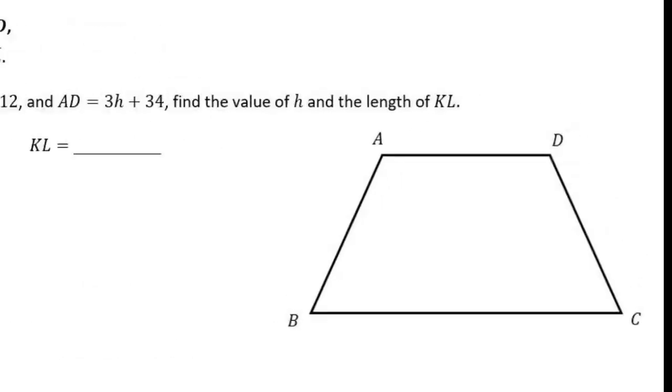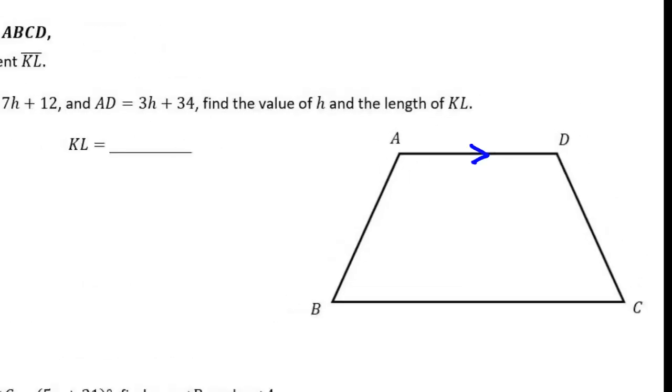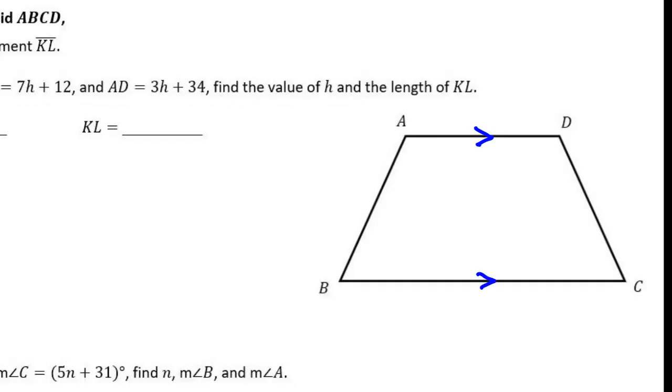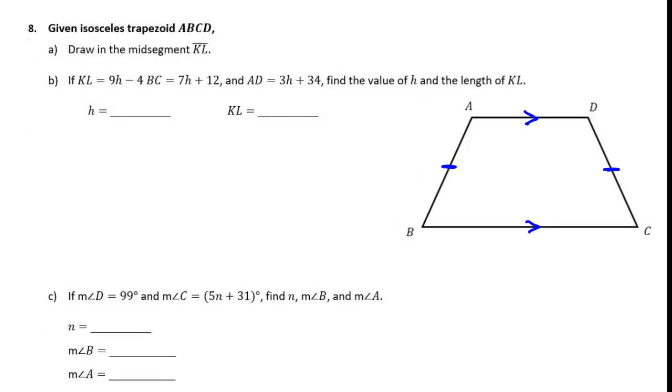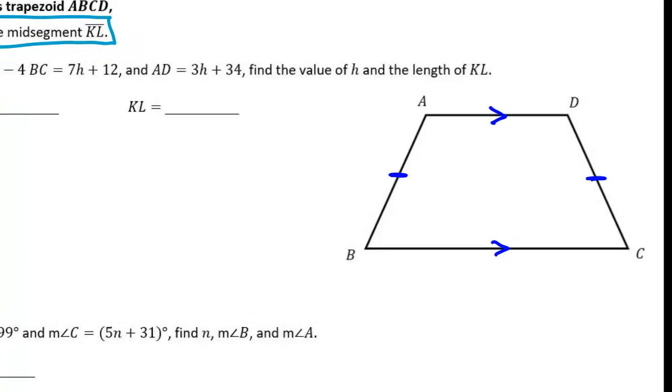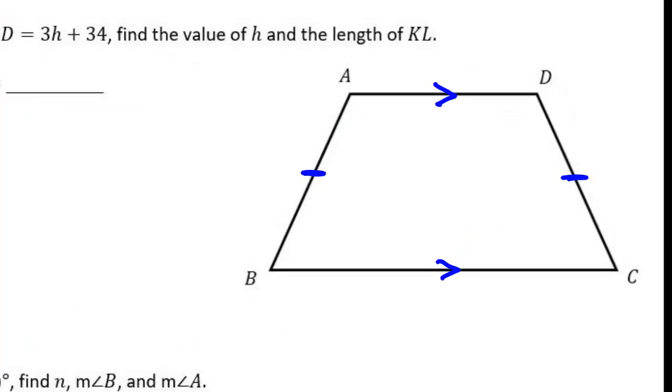So isosceles trapezoid, that means my bases, AD and BC, are parallel, and my legs, AB and DC, are congruent. First thing they ask me to do on this problem, though, is to draw in the mid-segment KL. That doesn't tell me which side K is on and which side L is on.